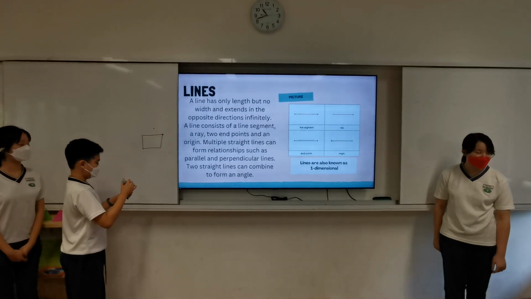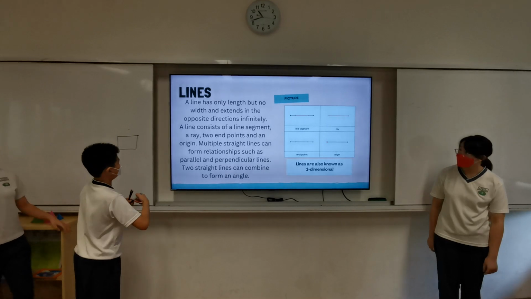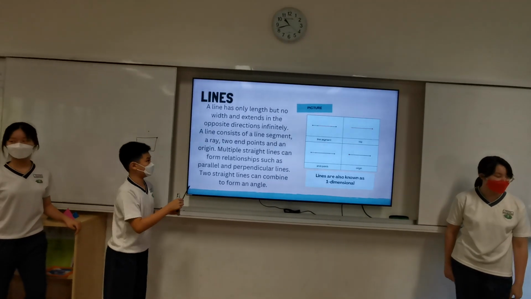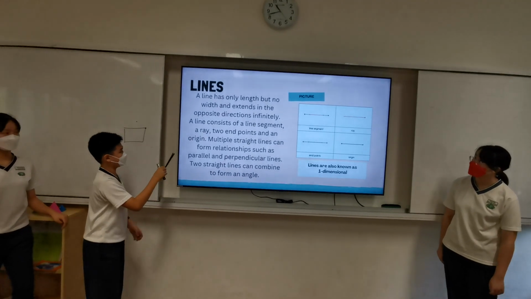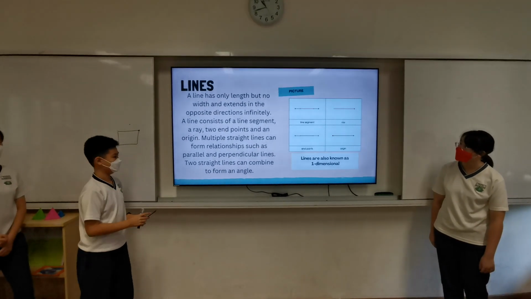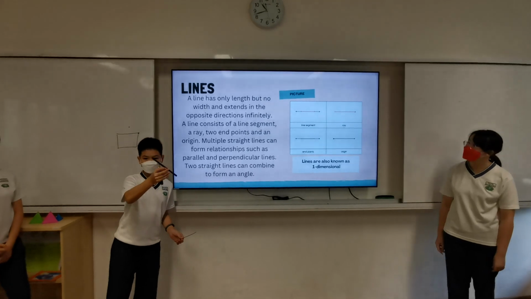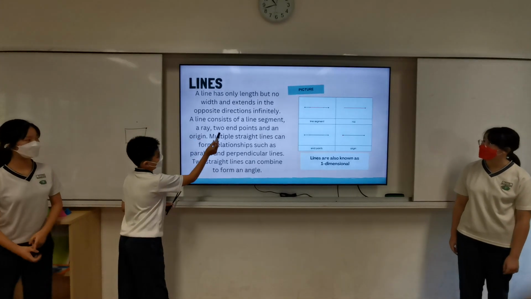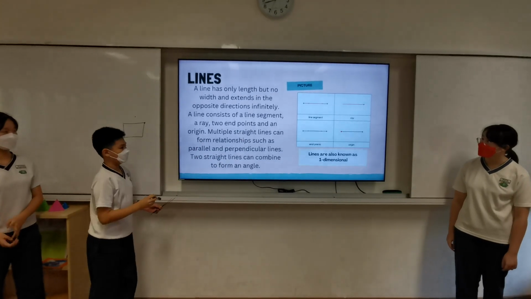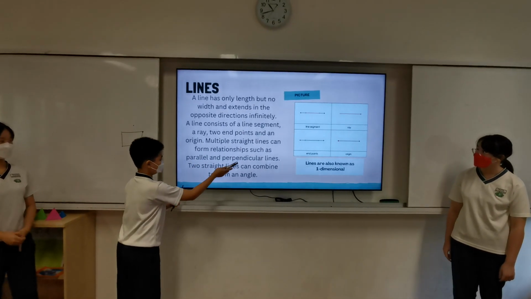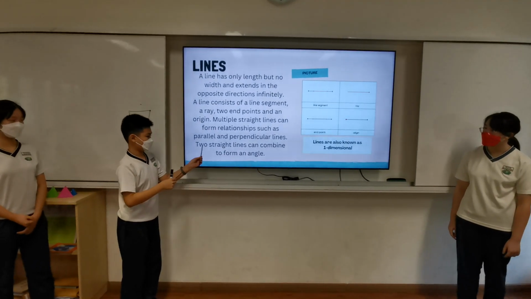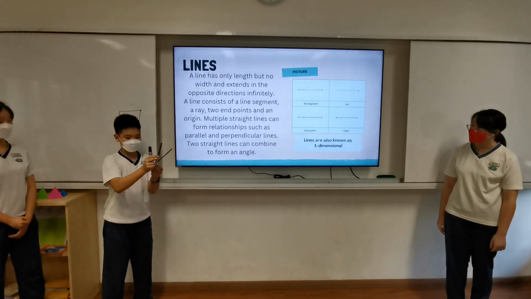Okay, so the second subtopic we're talking about is lines. A line has only length but no width and extends in opposite directions infinitely. So this is an example of a line, and it consists of a line segment, a ray, two endpoints, and an origin. Multiple straight lines can form relationships such as parallel and perpendicular lines. Two straight lines can combine to form an angle like this.